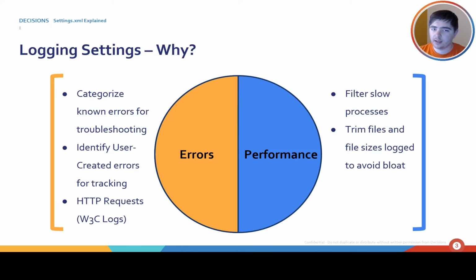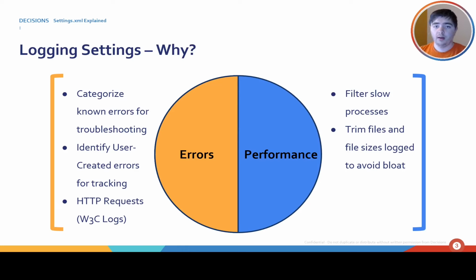The second reason is to improve performance. You may not have an error necessarily, but you may have a process that's taking a while. By using the keyword took, T-O-O-K, inside of your logs, you can find processes that took a particular time to execute. And you can specify the criteria of what counts as too slow in order to fetch those API request logs, those flow logs, or those SQL operation logs that are taking a while. You can also trim the size of the logs that you want to retain or how many you're retaining at once in order to save on disk space.